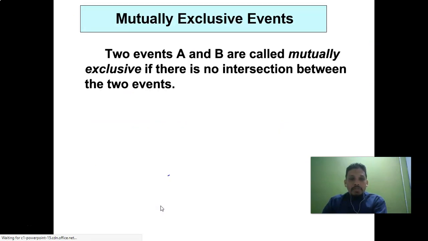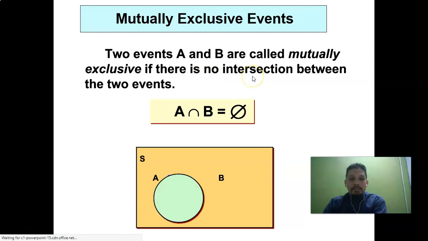Okay, so then mutually exclusive. 2 events A and B are called mutually exclusive if there's no intersection between the 2 events. Okay, meaning the event of A is not related at all with the event of B. So there are two separate cases here.